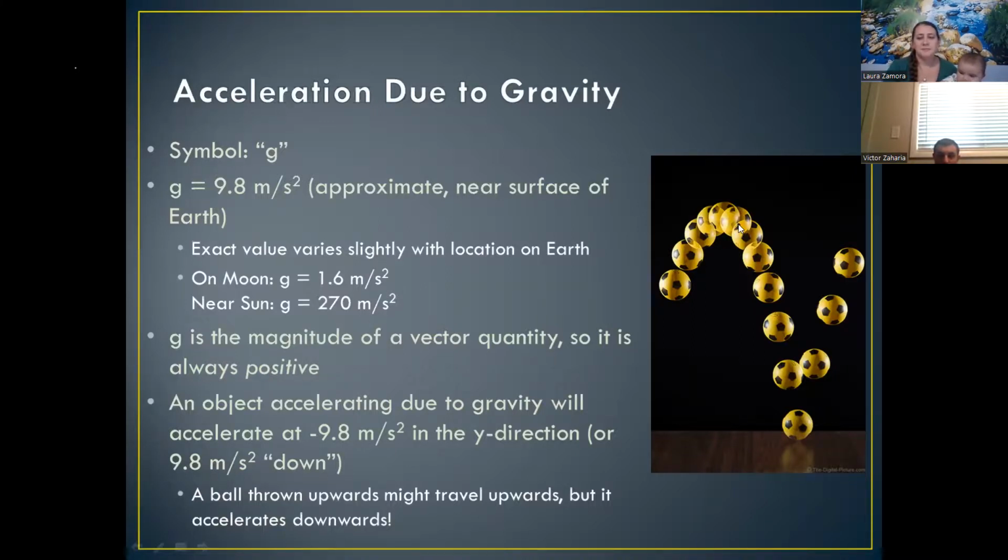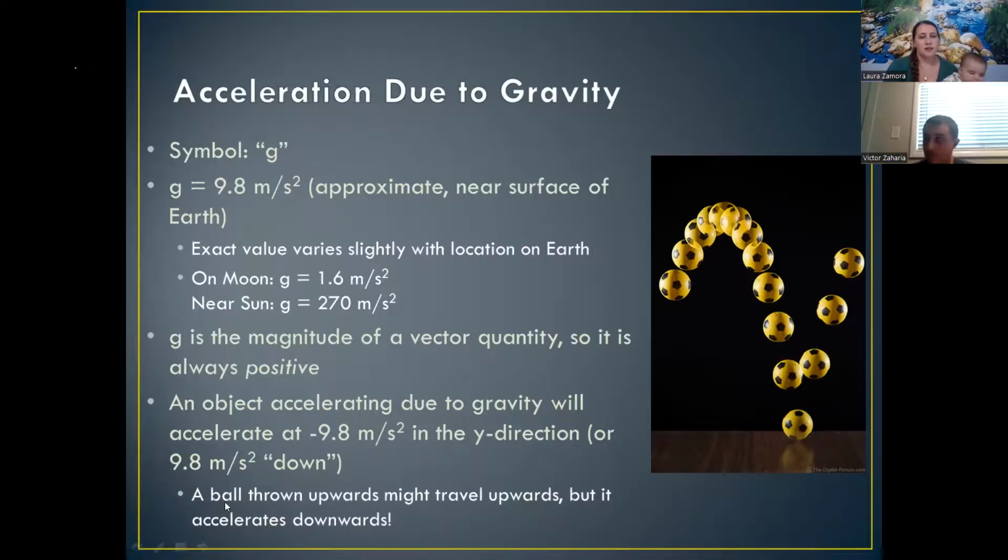Pulley system. Interesting. Okay, so this bullet point is kind of what we were just talking about, right? G itself is the magnitude of the vector quantity. So that 9.8 meters per second squared that we have written up here is just the magnitude of it. So the magnitude is positive, but the direction, depending on your coordinate system, will make it either positive or negative.